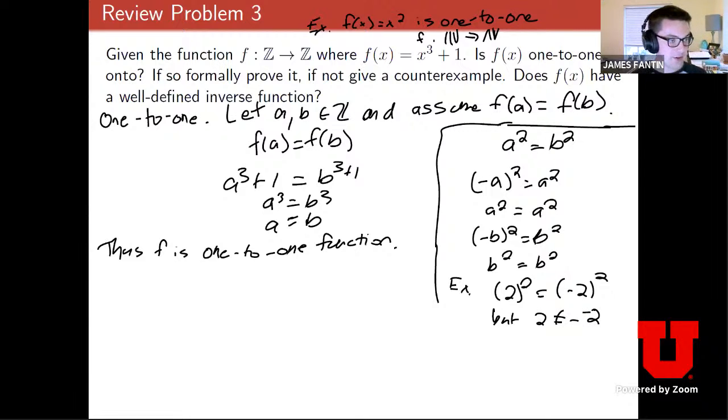If your domain and codomain are different, for example over the naturals, this is fine, because it would be impossible to have the negative one, since that wouldn't be in your naturals. But in general, if you were over all the integers, you couldn't conclude that with a quadratic or any power of 2. Quartic wouldn't work as well. So in general, for even functions we can't, but for odd functions we can.